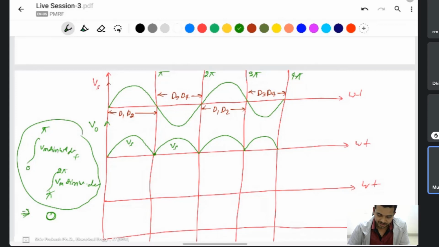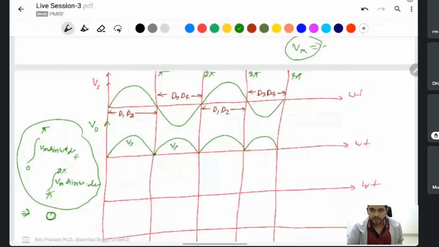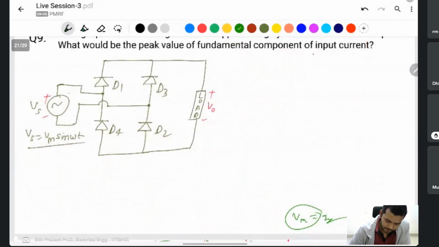Here you want to put minus Vm, no, sir. Why minus? This one is the Vs signal, na? If you want to write from pi to 2 pi, then that Vm should be minus Vm. This is not a Vm. Vm is a positive value only. The minus comes from the angle, the sine angle. Vm is the positive value. That's why I take a polarity like that. No, this one is V naught. Okay.